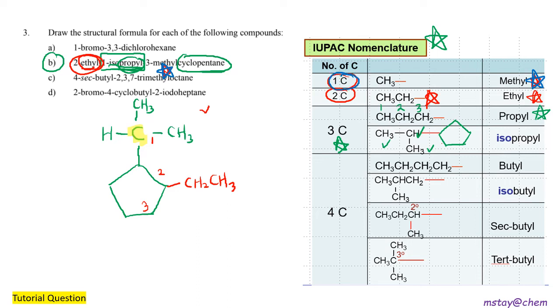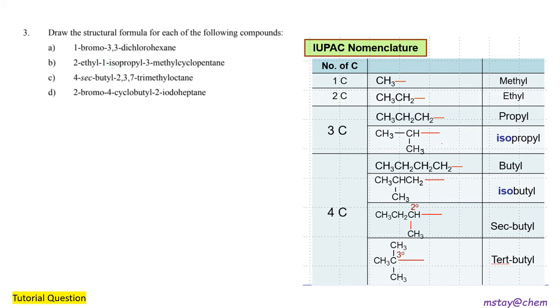So draw 1 line out from the third carbon and then you can label CH3. So this is the structure for 2-methyl, 1 isopropyl, 3 cyclopentane. So before you submit this, you can erase the carbon 1, 2, 3. Now proceed to question 3C.